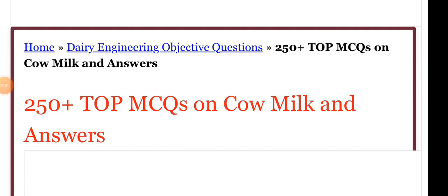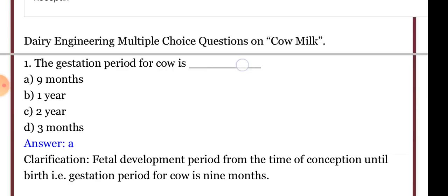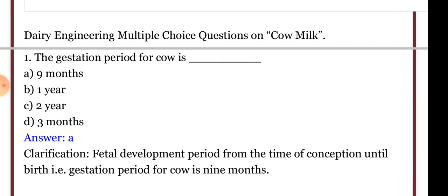MCQs on cow milk. The gestation period for a cow is 9 months, 9 days, and the gestation period of a buffalo is 10 months, 10 days. The gestation period of a goat is 5 months, 5 days, and the gestation period of cats and dogs, canine and feline, is 2 months, 2 days. The fetal development period is the period from the time of conception until the birth.